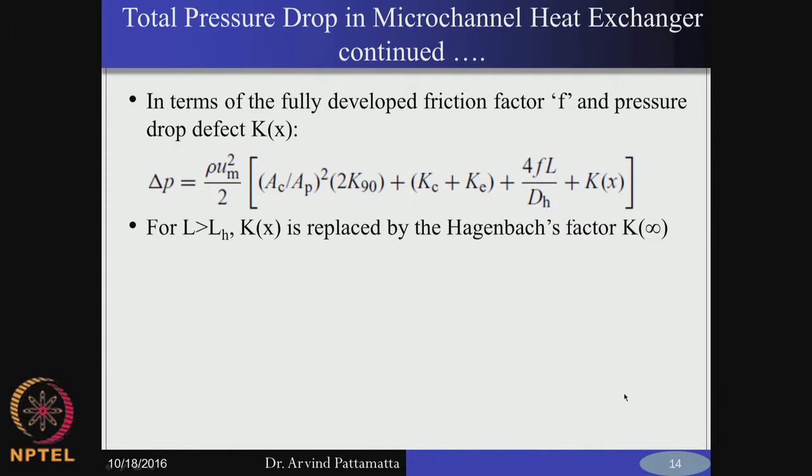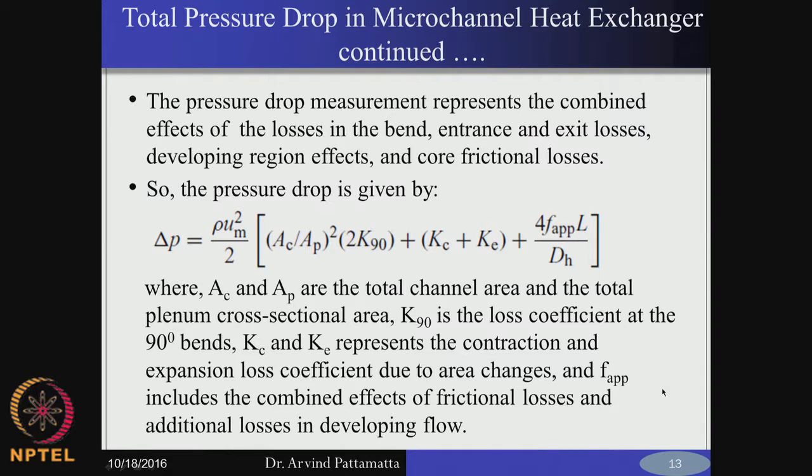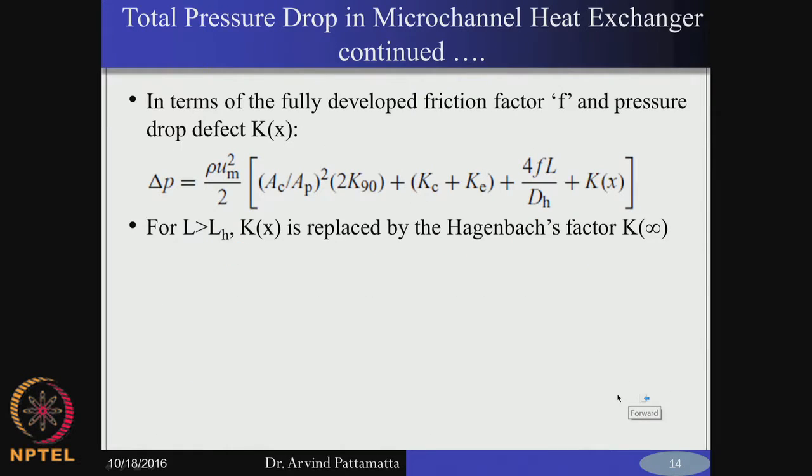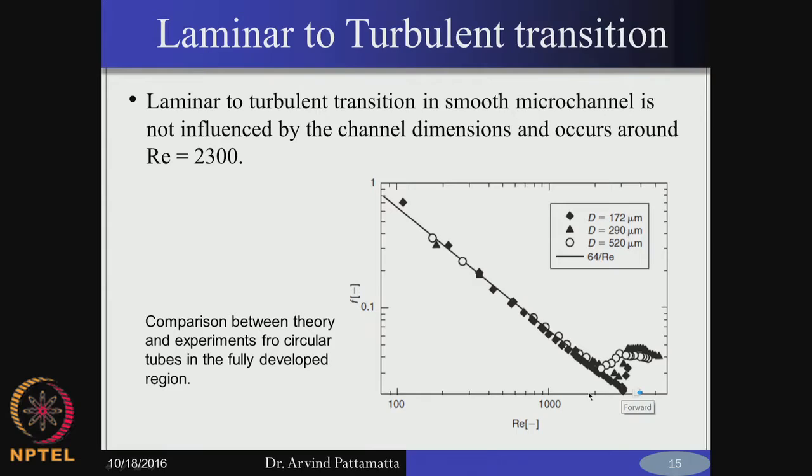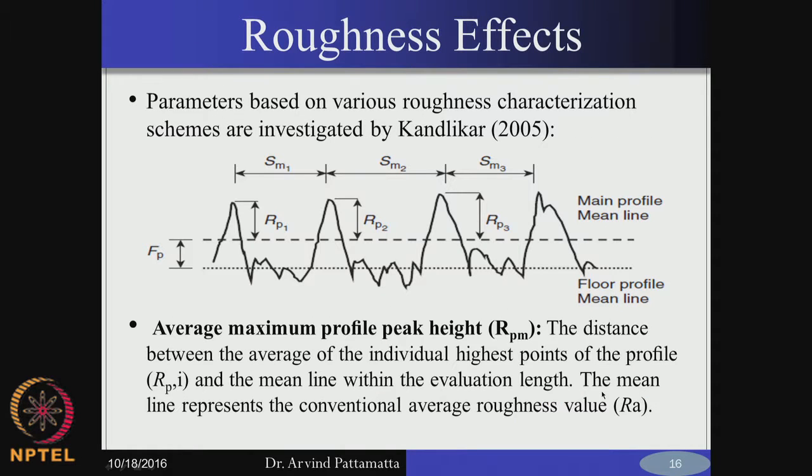Okay. So if you are now substituting for f apparent in terms of f and the Hagenbach factor, you get a complete expression, right. So if you are asked to calculate the overall pressure drop for a single micro channel system, you have to also account for the other contributions. We have I think done all this last time, and then we looked into the other important effect in micro channels, which is the roughness effect.